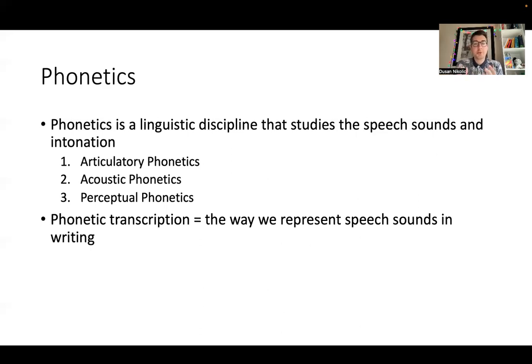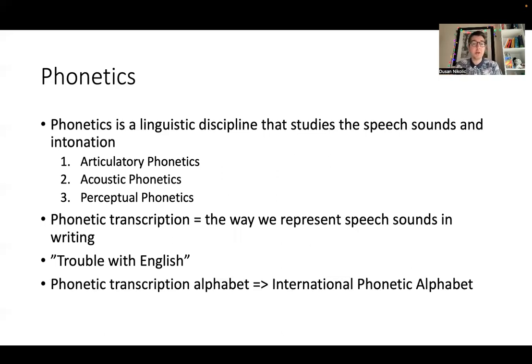One of the main tools of phonetics is phonetic transcription. It's the way we represent speech sounds in writing, right? We want to be able to represent all speech sounds in the world and to approach them scientifically. We've talked about trouble with English, for example, George Bernard Shaw's example of "fish" that can be written in a very different way. There are lots of troubles with the English spelling system, and that's why our phonetic transcription alphabet of choice is the International Phonetic Alphabet, or IPA.